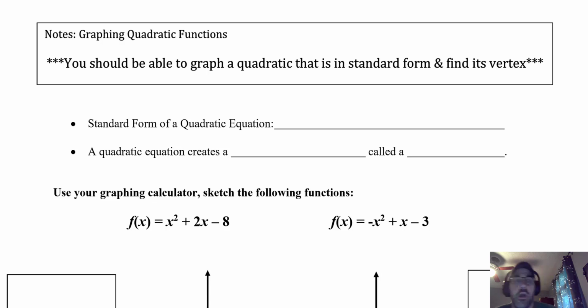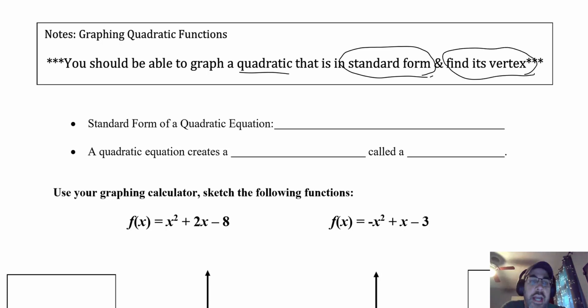All right, in this video, we are going to work on graphing quadratic functions. And you can see up here at the top is today's goal. And really, it's one simple thing. Our goal is to be able to graph a quadratic that is in standard form. But typically, to be able to do that, we need to first find the vertex of that quadratic. So those are the things we're going to focus on.